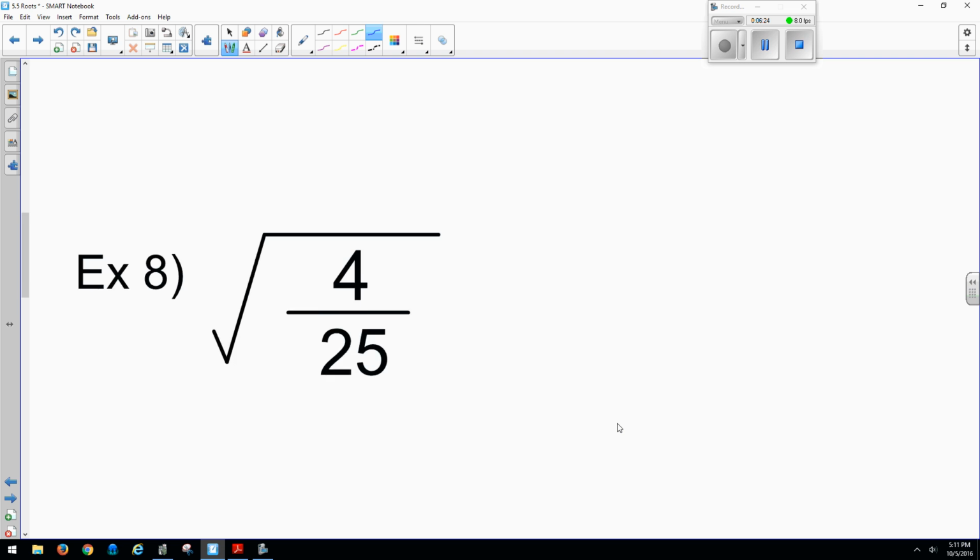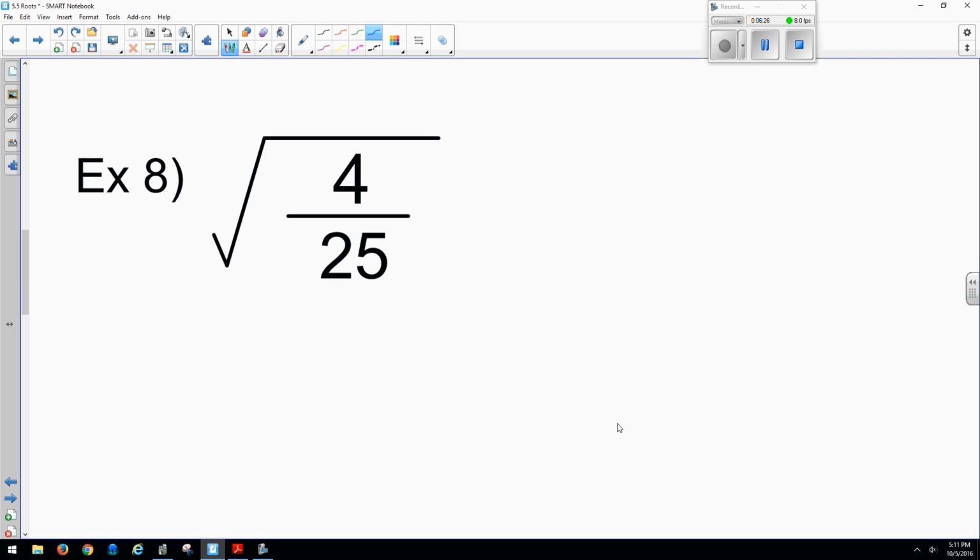And I have one more to show you, that's number 8. If you're taking the square root of a fraction, that would be the same thing as taking the square root of the numerator over the square root of the denominator. And then you're going to take each individually. Again, you can go ahead and type in the square root of 4 in your calculator, and you'll get 2. And if you type in the square root of 25 in your calculator, you'll get 5.